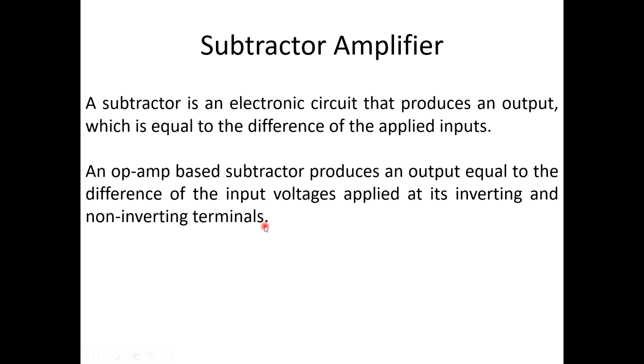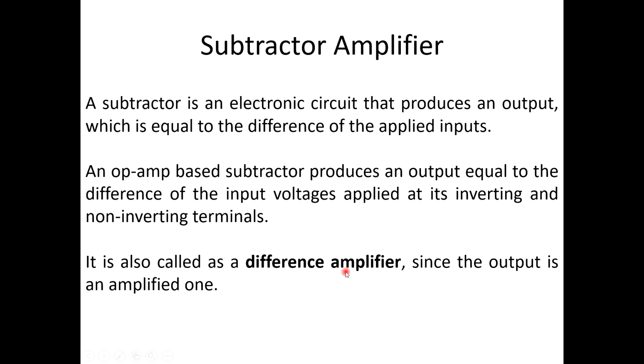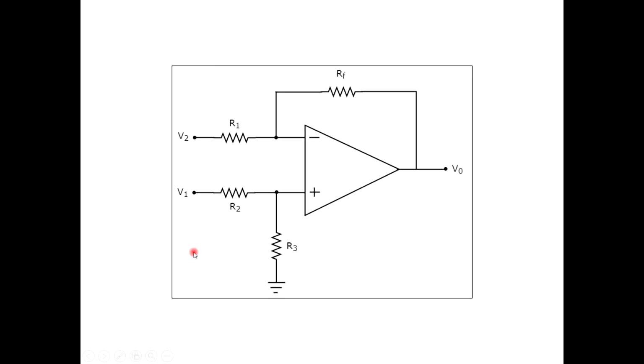In the previous case, in the case of an adder amplifier, we had used only one of the terminals, but here we would be using both the inverting terminal and the non-inverting terminal. So this is also called a difference amplifier. So either you can call it a subtractor amplifier or a difference amplifier, since the output is an amplified one. This is the circuit of a subtractor amplifier.